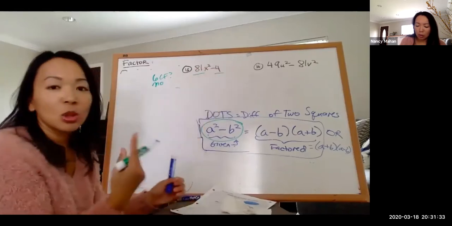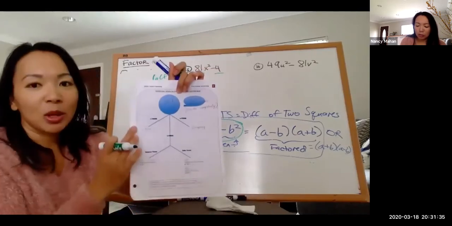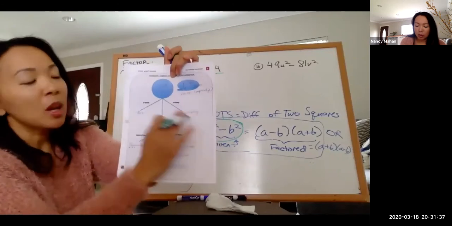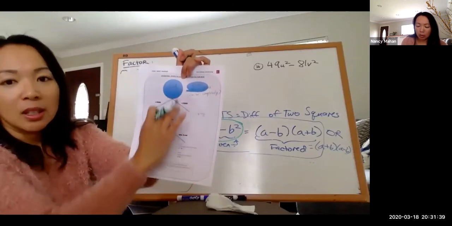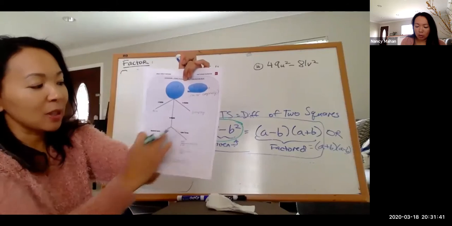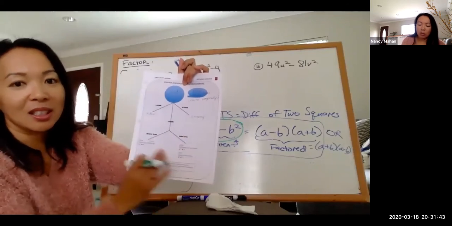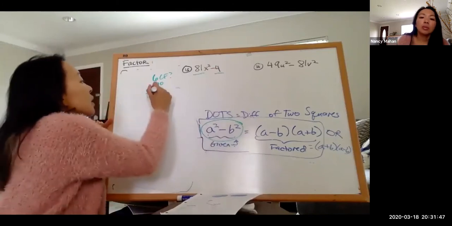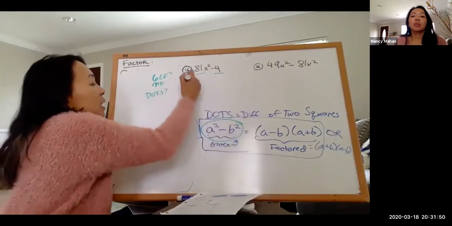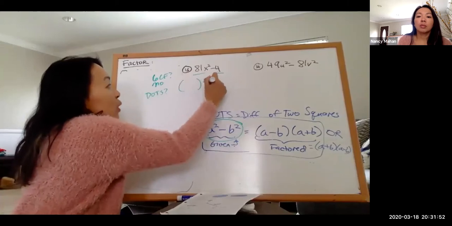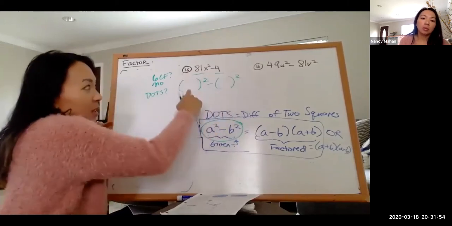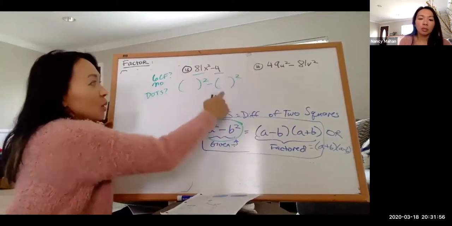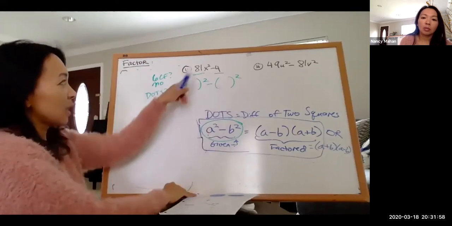Now that it doesn't have anything in common, I'm going to count the terms. Uno, dos. Two terms. So I am not going to X box. I am not going to group. I'm going to look at these two terms and ask myself, is it a DOTS, a DOCTICA, or a SOPTICA? Well, I'm going to try to see if it's a DOTS. In other words, is it the difference of two square terms? The difference, meaning subtraction, of two square terms. Well, I look at 81x squared.